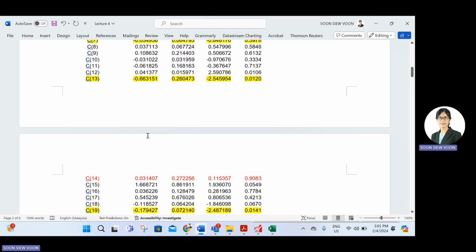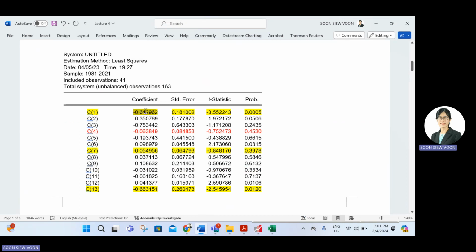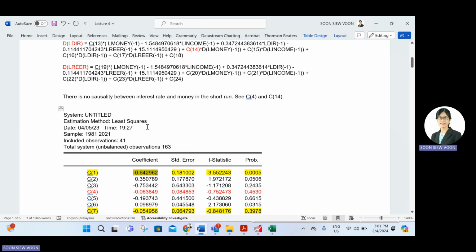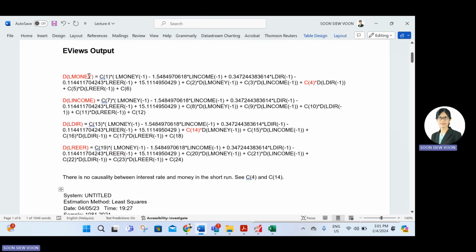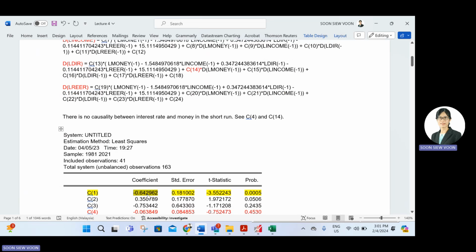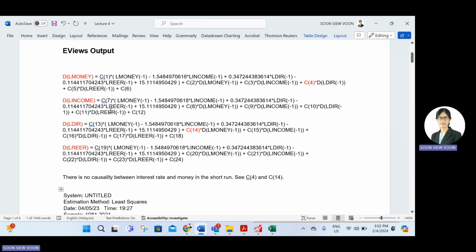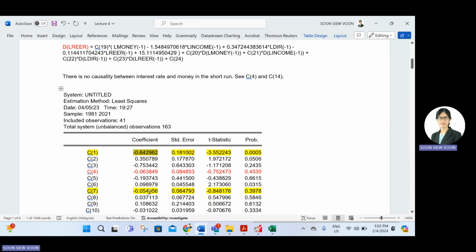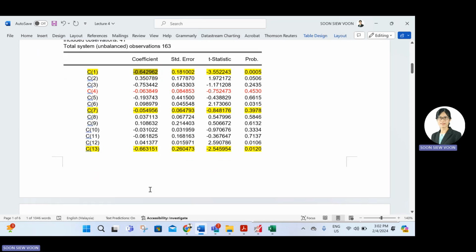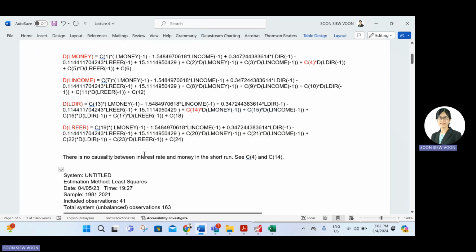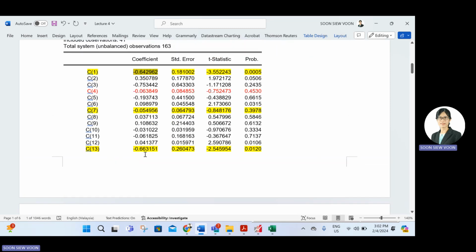So like this, we'll have a scene. The highlight in the yellow color is actually the ECT for each equation. This one for the money equation is negative 0.64. Then how about income? C7 is the ECT for the income equation, right? And negative 0.66 is the coefficient, the ECT for the interest rate equation. That very clearly shows that the ECT in the money equation is negative and significant, right?